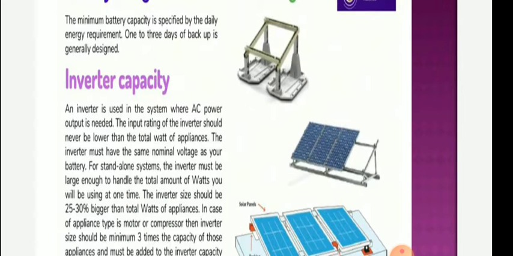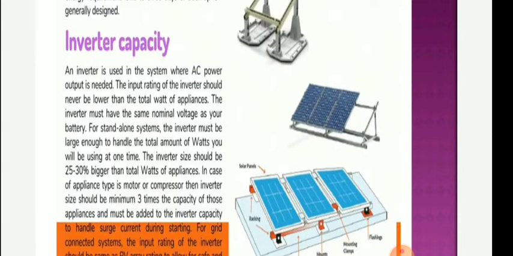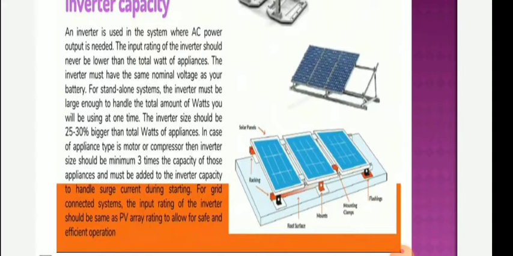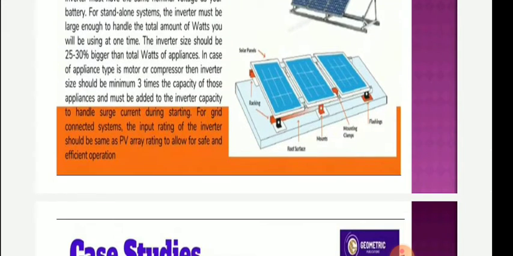Then inverter capacity. Where AC output is required, we have to put an inverter. Standard inverters are available, and the normal wattage requirement will be around 30% more, or 3 times the capacity of the appliances, for which the inverter will be placed. The standard inverter ratings available will be selected.